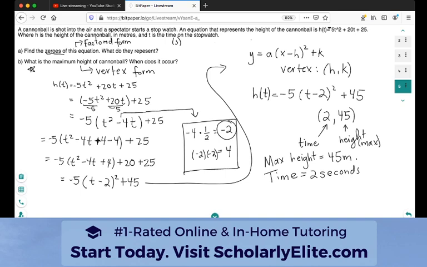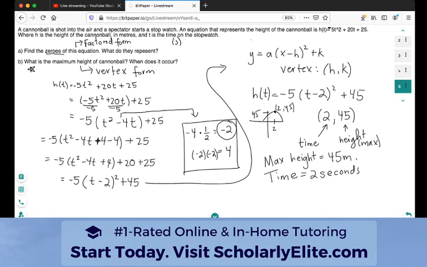When you have a question where it says, what is the max height of the cannonball? You need to put it into vertex form. You gotta find the vertex, and the height is usually the y, because if we think about logically, like if we have this and the cannonball looks like that, that's where it's happening. This is 2, and this is 45.